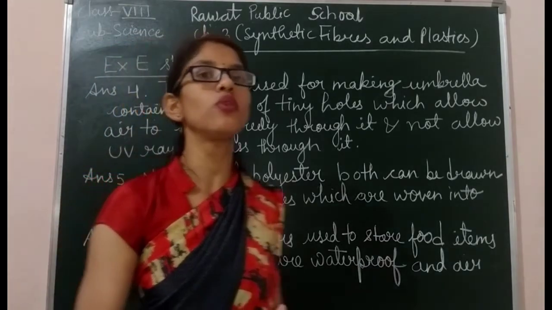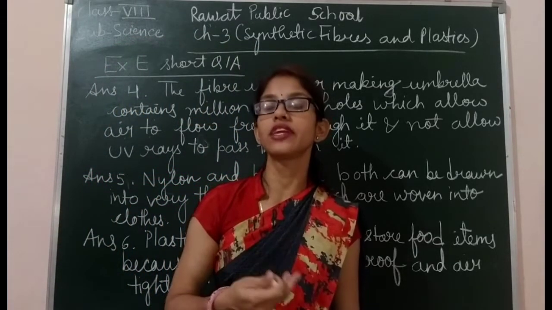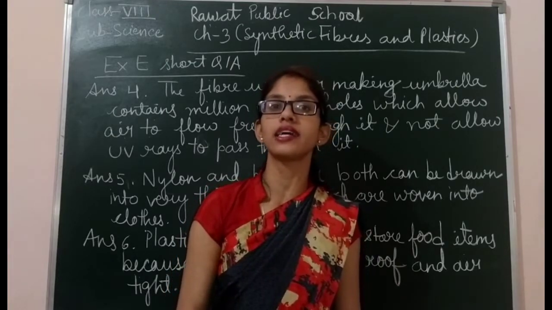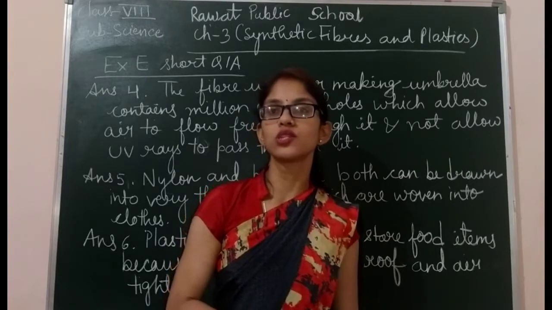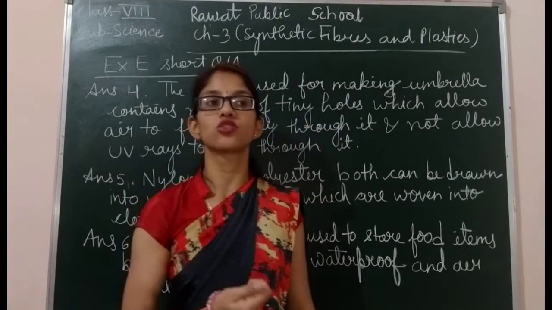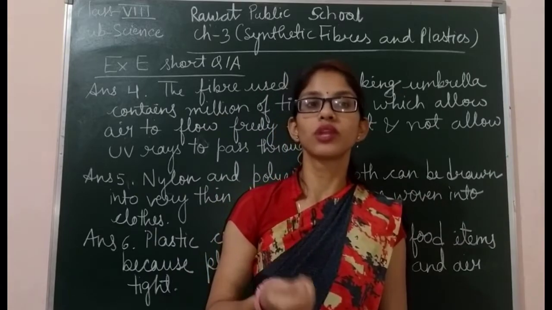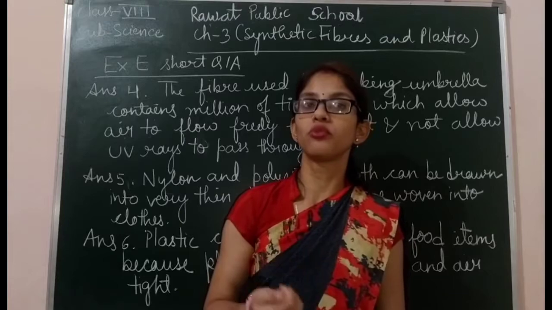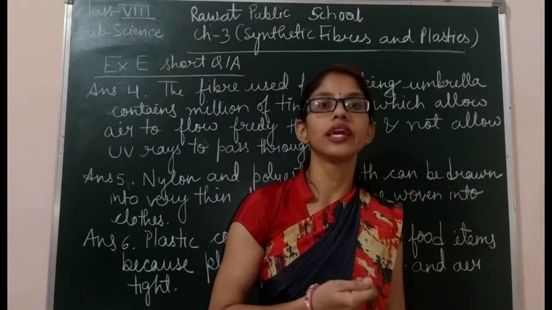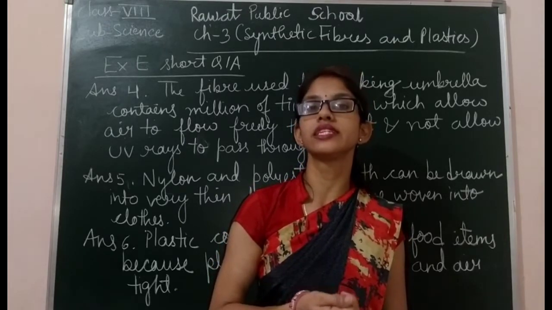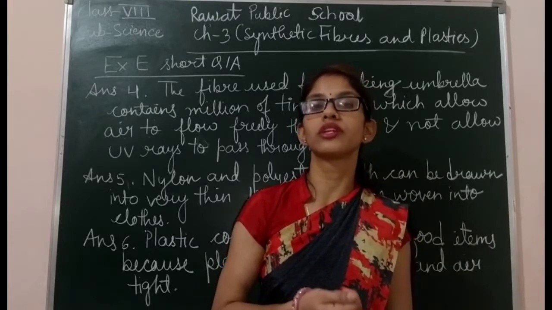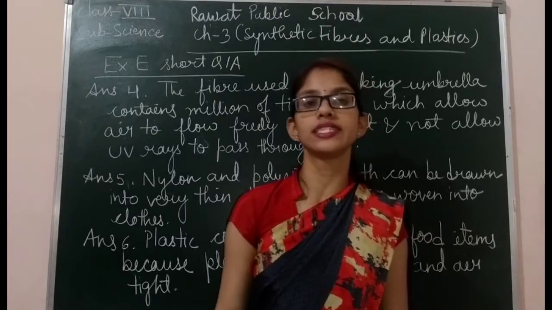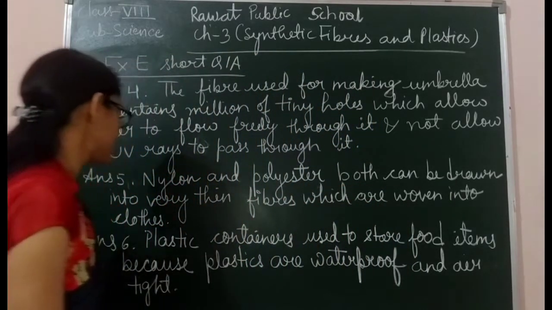Student, in this question you have to write why we can use plastic containers to store food items. As we have discussed, plastics are also like synthetic fibers. They are strong, light in weight, durable, and they do not react with water. So they are waterproof and also airtight. So we can use these plastic containers to store food items so that they can be prevented from getting spoiled. So let's see the answer of this question number 6.